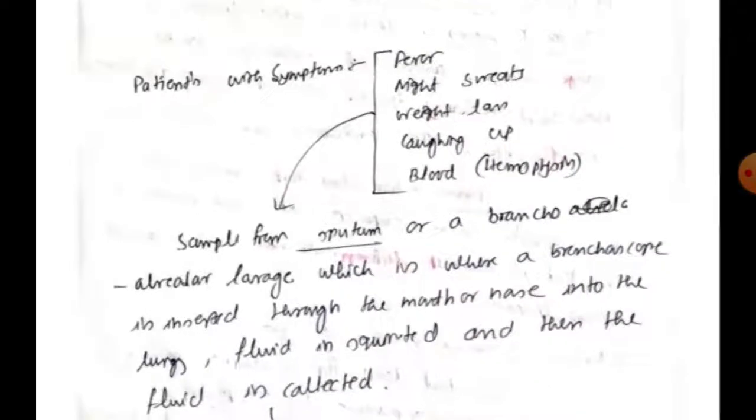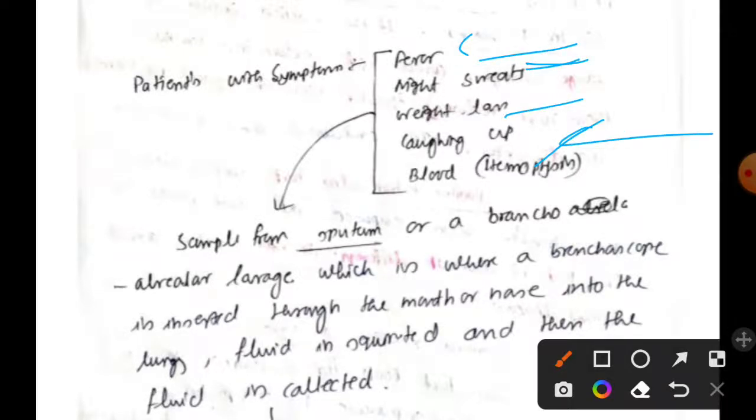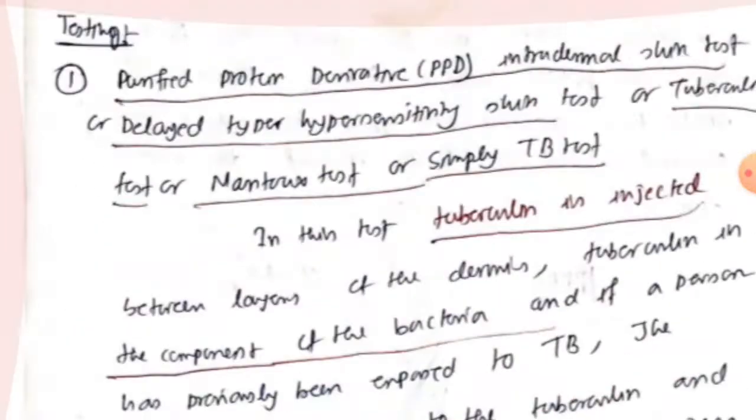Okay, and if your patient also has symptoms like fever, coughing, night sweats, and blood, that is hemoptysis, you can perform bronchoalveolar lavage, or you can take a sample from the sputum and transfer it to the laboratory for PCR, culturing and staining techniques to find out whether Mycobacterium tuberculosis is present or not. Okay, so that is the diagnosis part of Mycobacterium tuberculosis. I hope this video will be helpful to you.